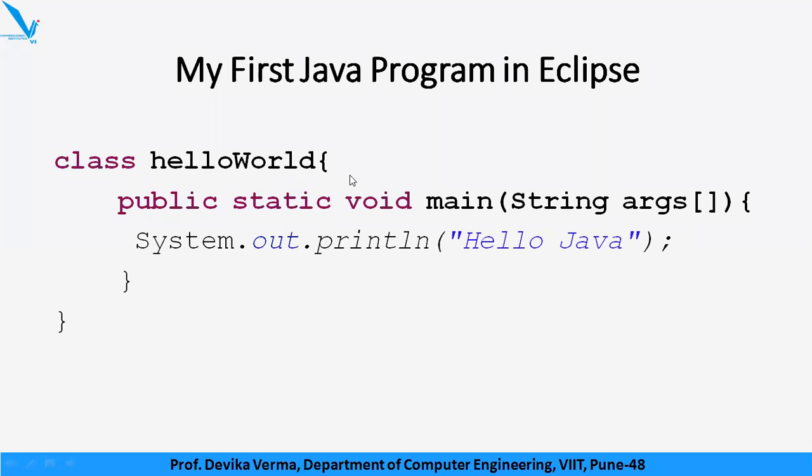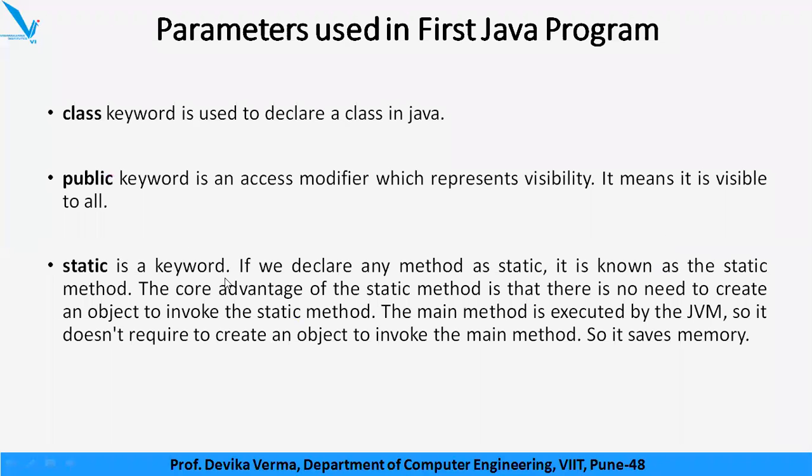Note that a class in Java, with everything within the class, is put in curly brackets, and it is not necessary to end this with a semicolon. You can have a semicolon, or you may not have a semicolon. That's all absolutely okay. Now this public keyword is an access modifier which represents visibility. Public means it's visible to all. So main has to be visible to all, and it has to be made public.